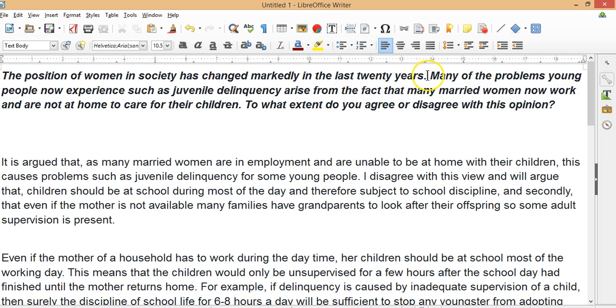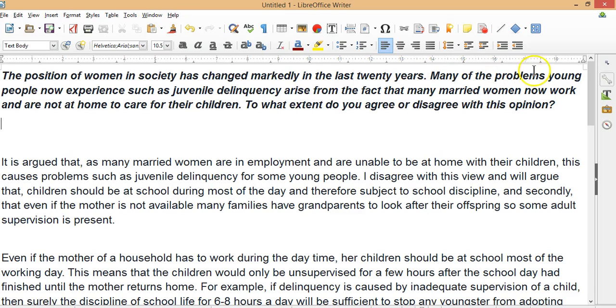So, as always, the first sentence in the essay sets the scene. It's the general topic or theme. You're not supposed to write about that. The actual question comes afterwards. So, the position of women in society has changed markedly in the last 20 years. Well, okay, maybe that's true, maybe not.